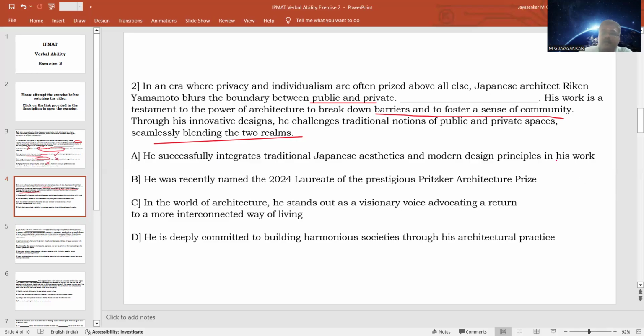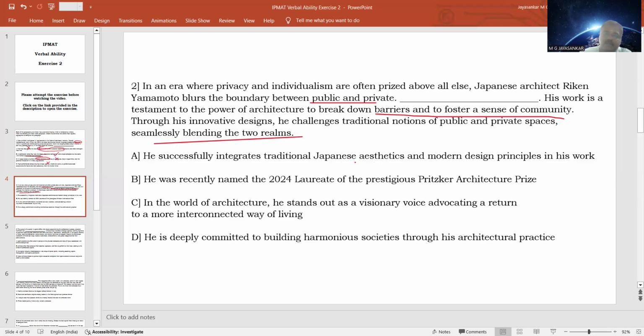So here, the modern design principles are not necessarily merging all these things. Even in the modern system, from the passage, we can see that no other architect is doing this in the modern world. So if he's merging Japanese traditional aesthetics and modern design principles, then all modern architects should be doing that, right? But it is not being done. So here we are talking about something that is completely different from what Yamamoto is doing. So this is not going to be a correct answer.